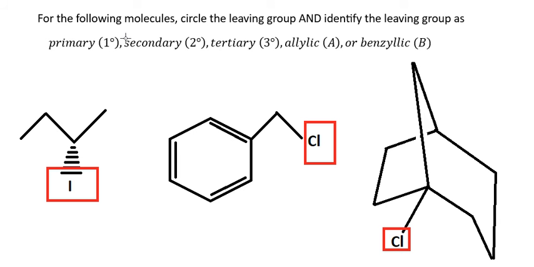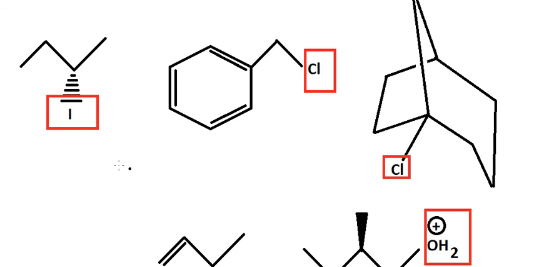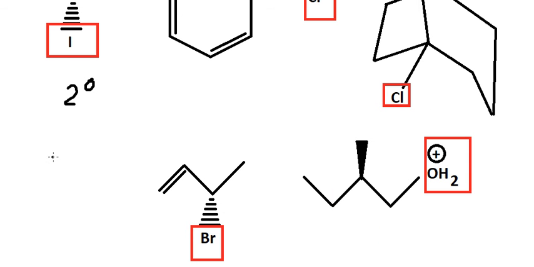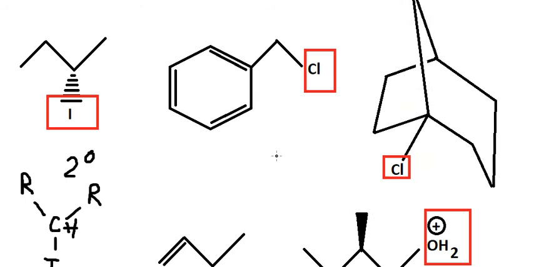So the next one we need to analyze. About this one, we can see that iodide connects to this one, that is about secondary, because that should be like this. And this is about the secondary.